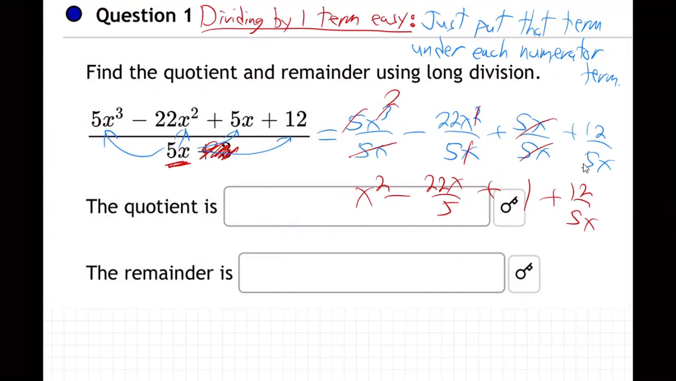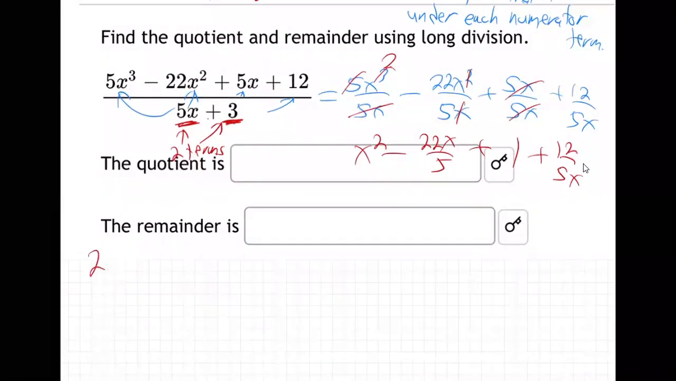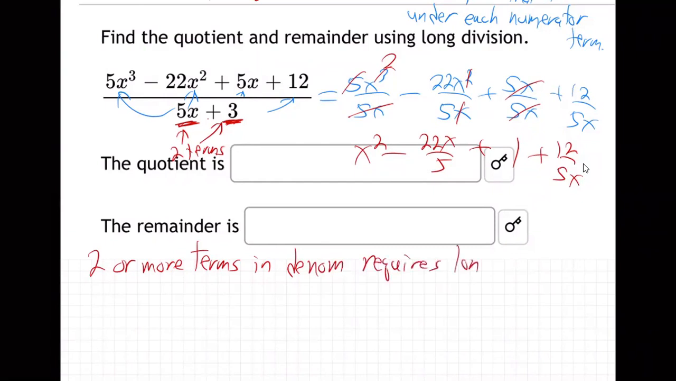That's just one term, but what we have is 2 terms. We have that plus 3. Terms are things separated by pluses and minuses. So we have 2 separate terms. 2 or more terms in the denominator requires long division. We have to basically do the dividing more carefully. We have to do long division.